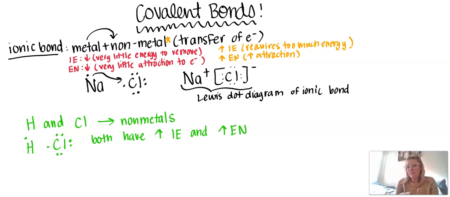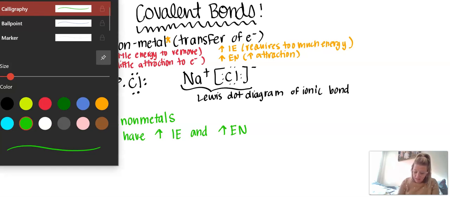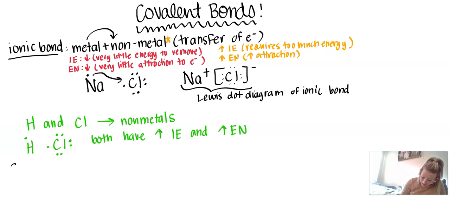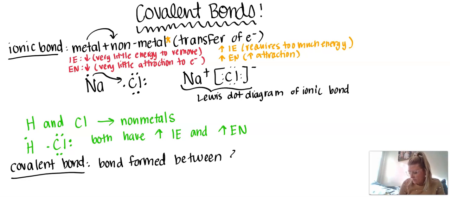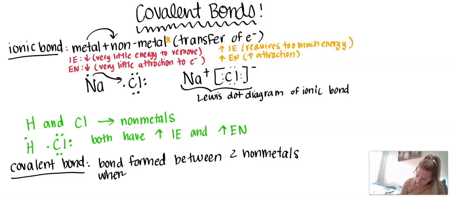What ends up happening is they form what's called a covalent bond. And our covalent bond, let's go ahead and define that. A covalent bond is a bond formed between two nonmetals where electrons are shared.